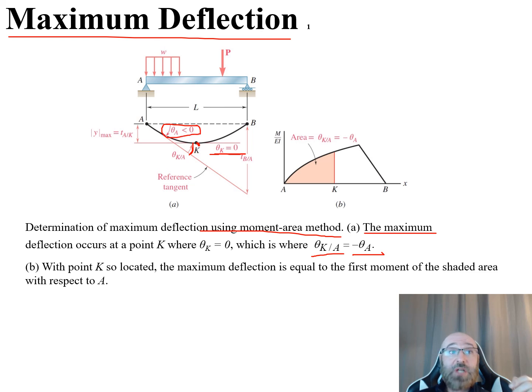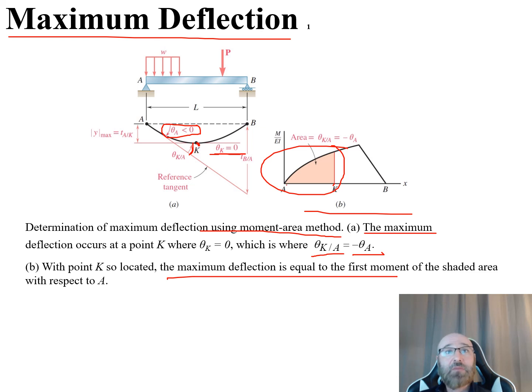So now if we move on to our diagram in part B, we can see that our point K right here is located where the maximum deflection is equal to the first moment of the shaded area. So there's our shaded area from A to K with respect to A. So we can see on this here that our area is equal to that theta of K relative to A right here, which is equal to our negative theta A.